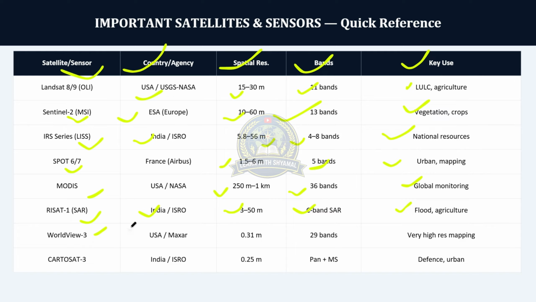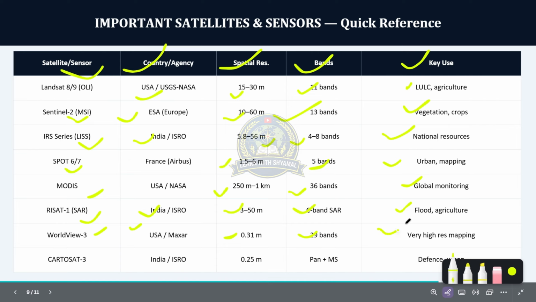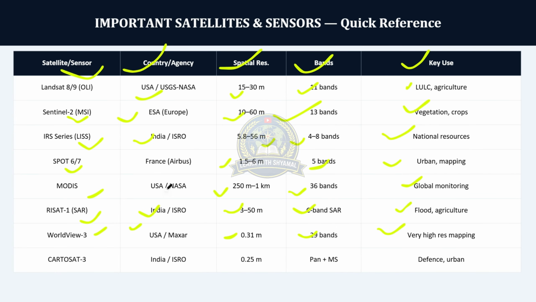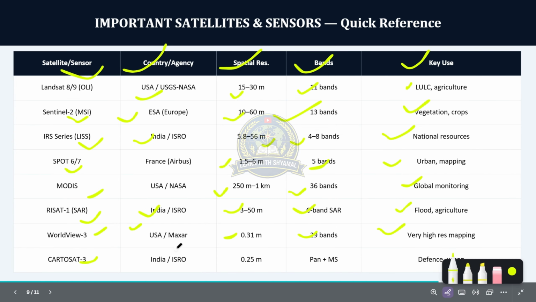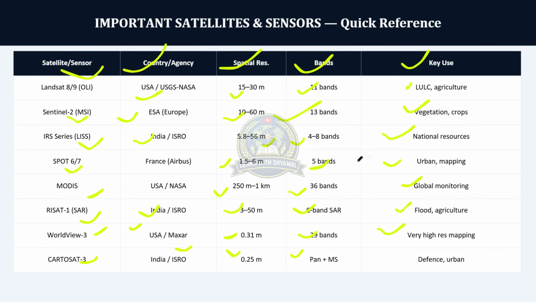WorldView-2, USA and Maxar, 0.31 meter, 29 bands, very high resolution mapping. Cartosat-3, India and ISRO, 0.5 meter, 0.25 meter, PAN and MS, defense purpose and urban planning. Okay, these are the important satellites with their sensors.